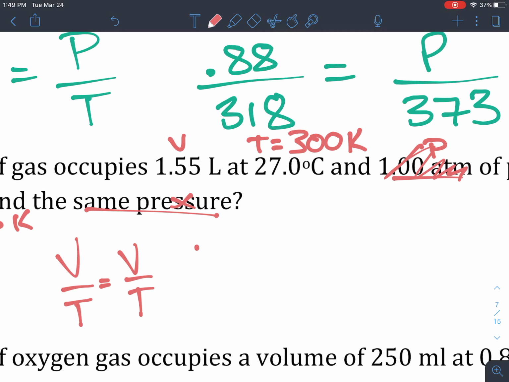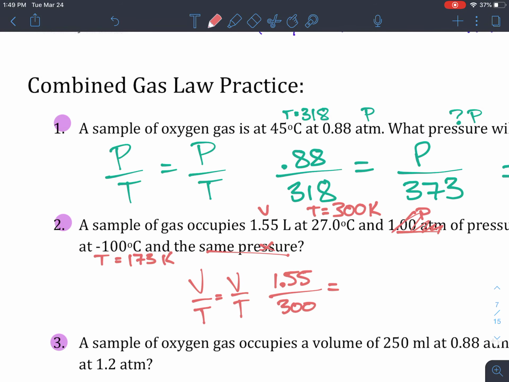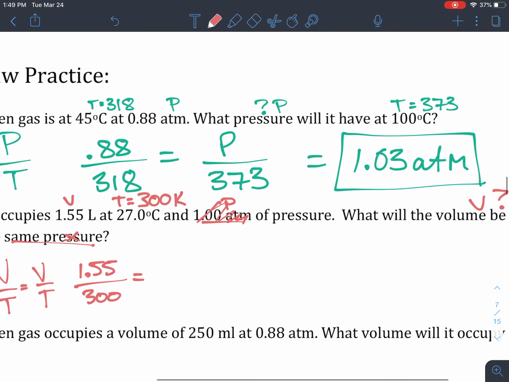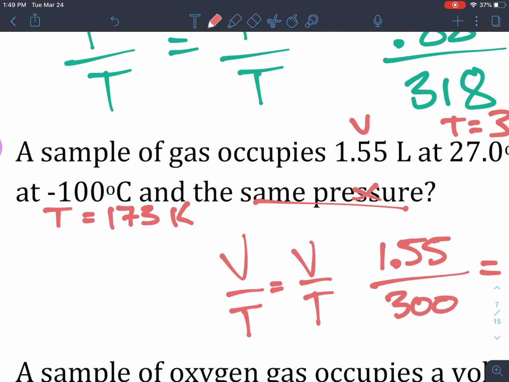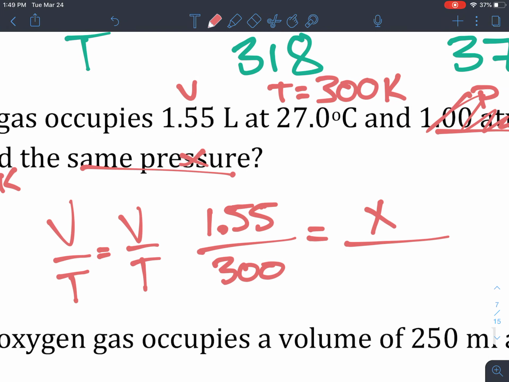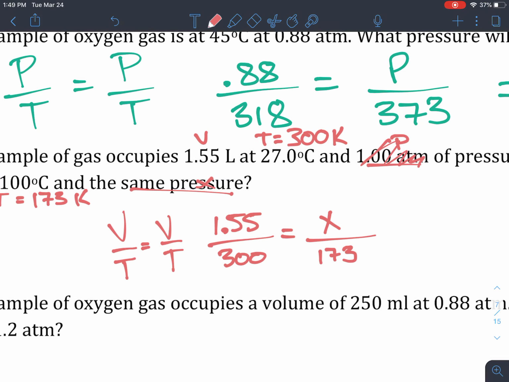So our first volume was 1.55. We divide it by the temperature, which is 300. We set that equal to the new volume, which we are solving for. So we can put X up there this time. And then the second temperature was 173 Kelvin. And then we can solve.